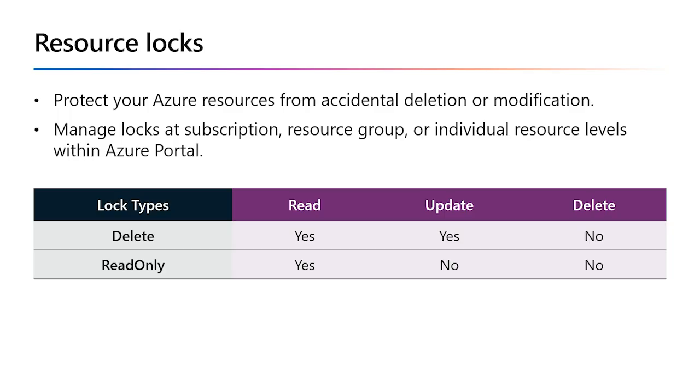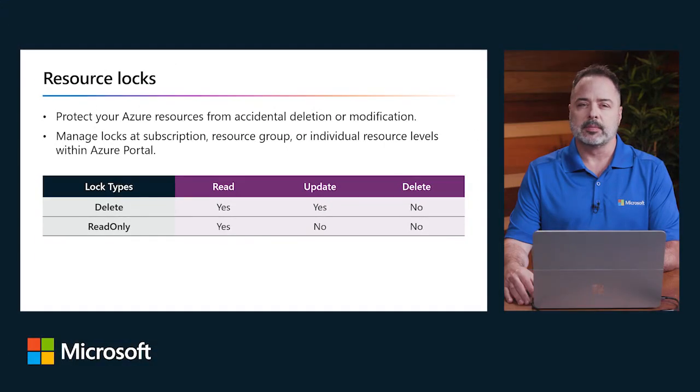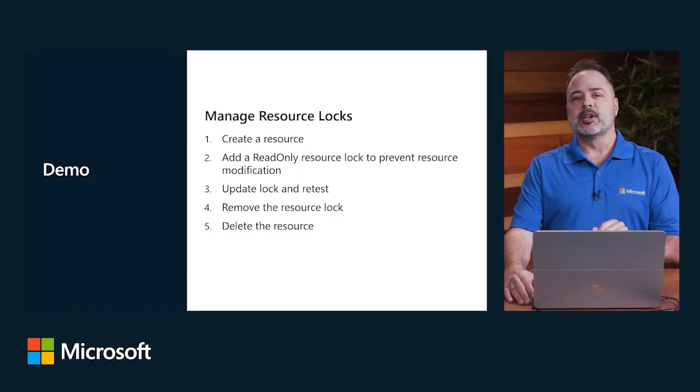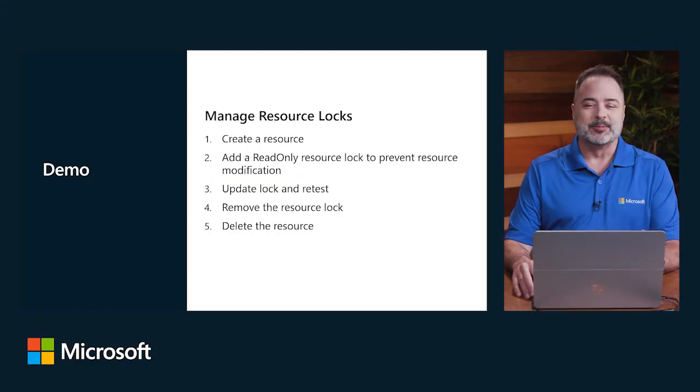When you apply a lock at a parent scope, all the resources within that scope inherit the same lock. This means that even resources that you add later will inherit that parent lock. Also, the most restrictive lock in the inheritance takes precedence. For example, if you apply a read-only lock to a resource group, all resources within that group will inherit the read-only lock, ensuring they cannot be modified or deleted. Let's take a closer look at managing resource locks with a quick demo.